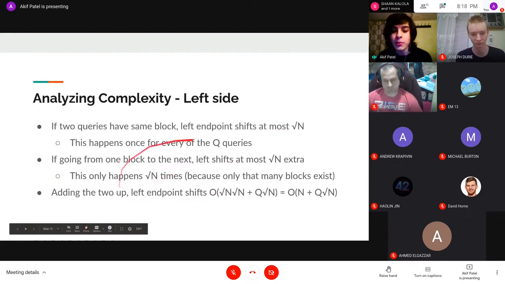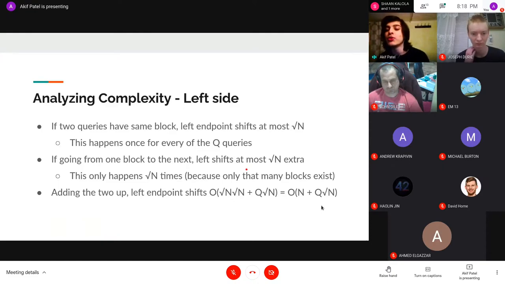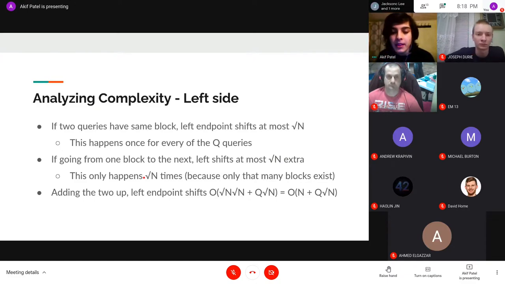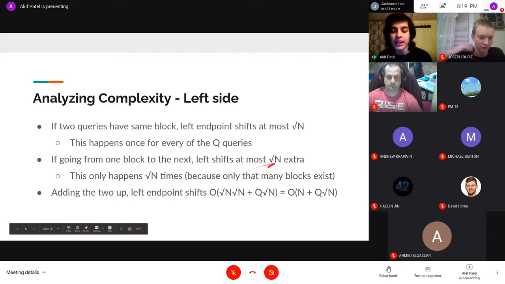So moving from one block to the next, the left endpoint expands or contracts at most only root n, right? Because one block is the size root n, so both of them together is at most 2 root n. So from all the way to the left to all the way to the right is at most 2 root n. However, we've sort of accounted for a root n over here, so it's at most only root n more extra on top of what we did in this previous bullet point. Since there are only square root n blocks, we'll only have square root of n transitions from one block to the next. So this extra shifting for the transitions is square root of n extra, square root of n times.